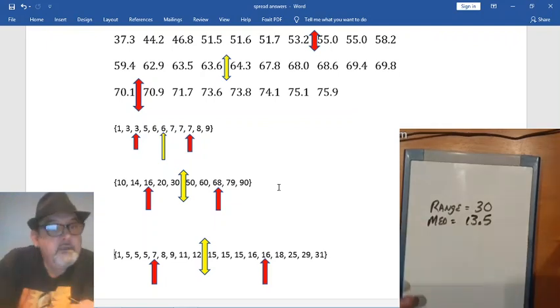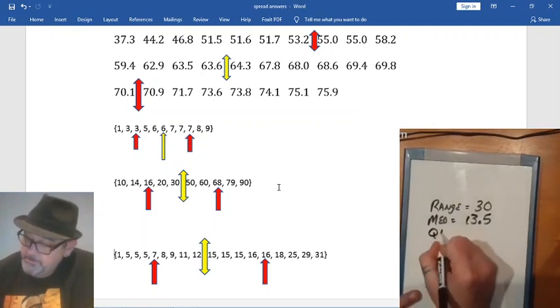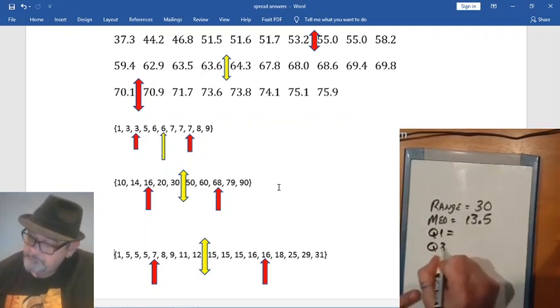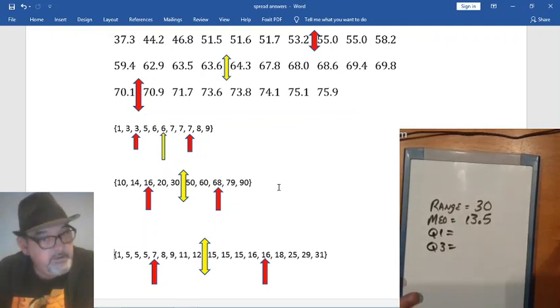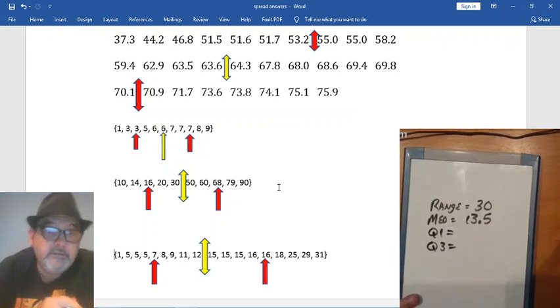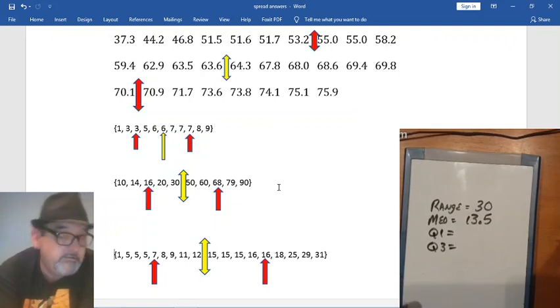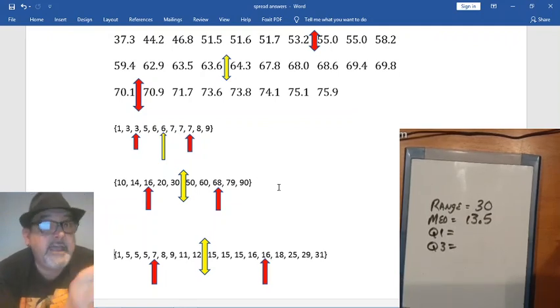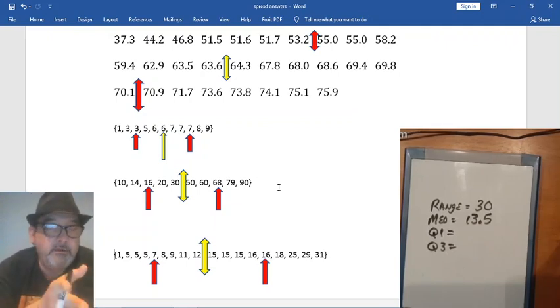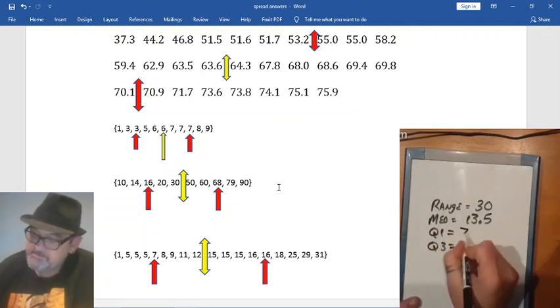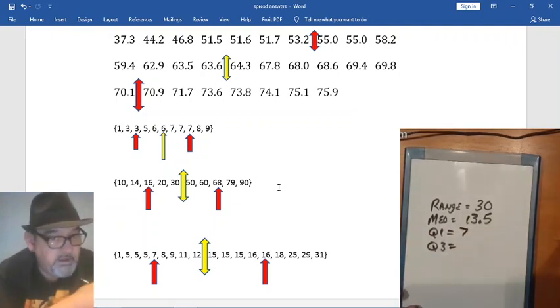Now I need the quartile 1 and quartile 3. So quartile 1 is the middle number of the lower half of numbers, and that is 7 exactly, because on each side there's 9, which is an odd number. So if it's an odd number, you're going to have exactly one number at the center of that. So in this case, it's 7. That divides the numbers into 4 on the left and 4 on the right.